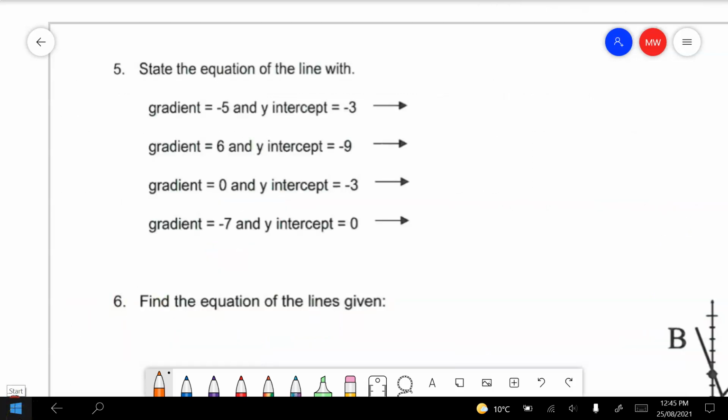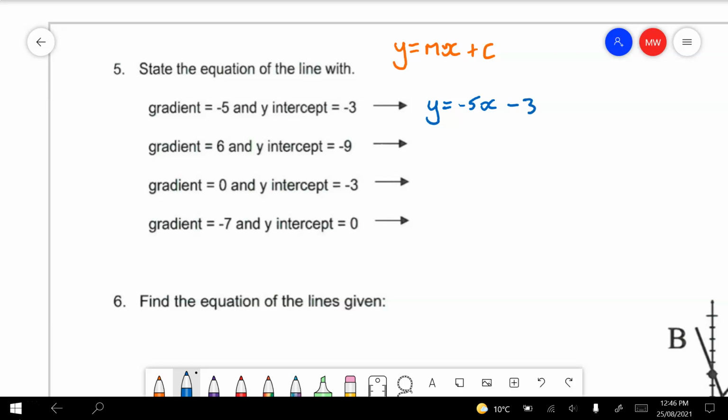Now, if you're given a gradient and a y-intercept and you're asked to write a formula, it's the same deal. Just remember, all of these follow the rule y equals mx plus c, and you can write your answers out in the same way. So if you've got a gradient of -5, you're going to have y equals something x something. The gradient is -5 and it gets written in front of the x, and the y-intercept gets added on the end, which is -3.